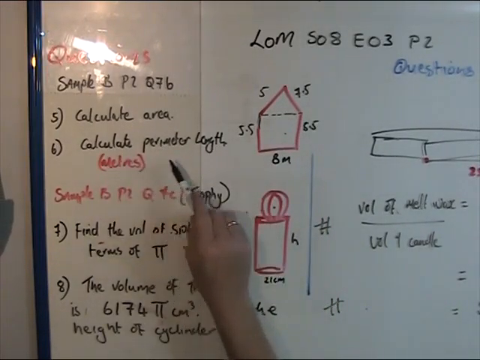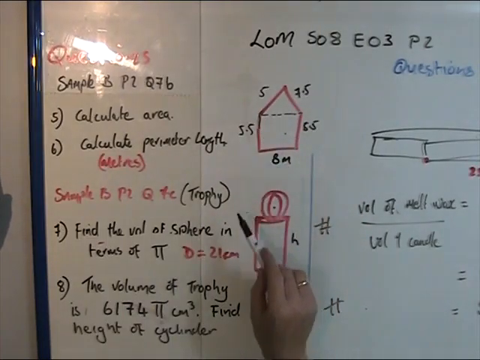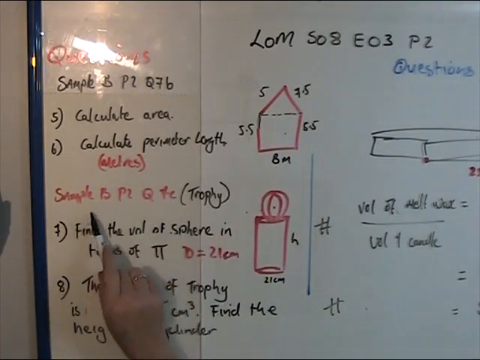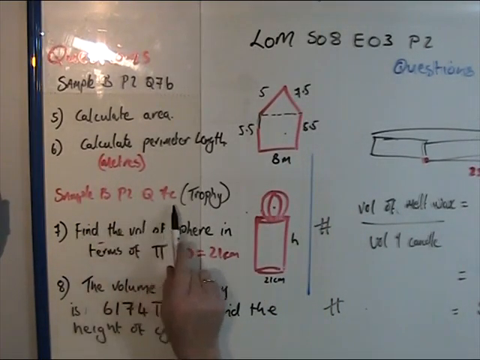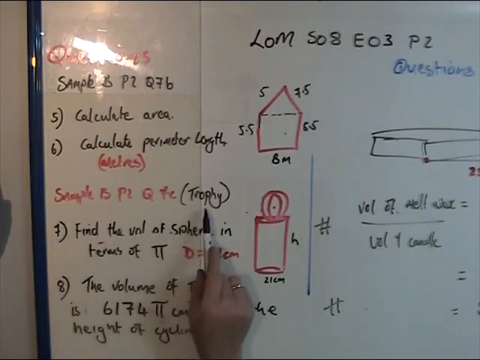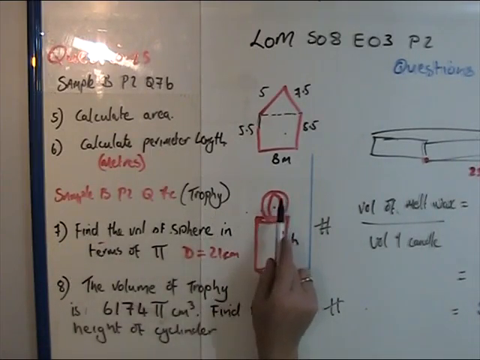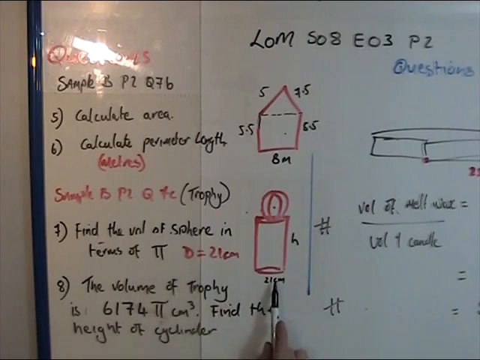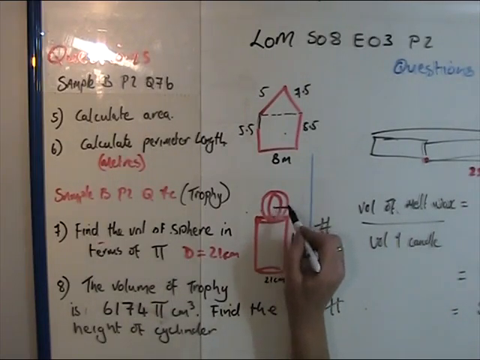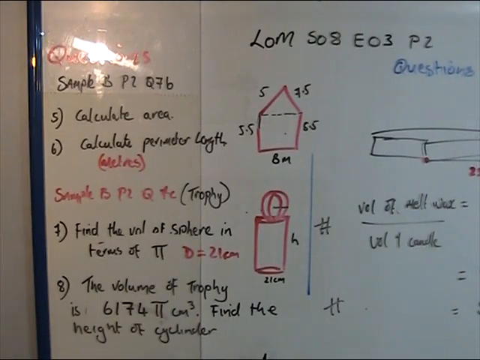Now calculate the perimeter length. Well, you just add them all up. Now it's all in meters. This is a sample part of B, paper 2, question 7, and it's about a trophy. You have to find the volume of the sphere. The radius here is going to be half of this, because the diameter is 21. The volume of the trophy is this. Find the height of the cylinder. Manipulate the formula. You know how to do that. So remember, this is it.